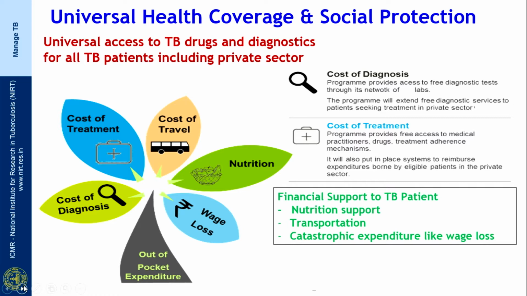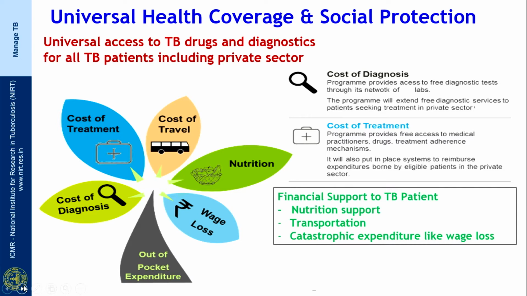Now the program provides access to free diagnostic tests through its network of labs. So all TB services in public setups or in private setups are free of cost or at a subsidized rate. The program will extend free diagnostic services to patients seeking treatment in the private sector. Here the NTP provides support in terms of logistics, consumables and drugs to the private provider, so that the cost to the patient can be reduced.